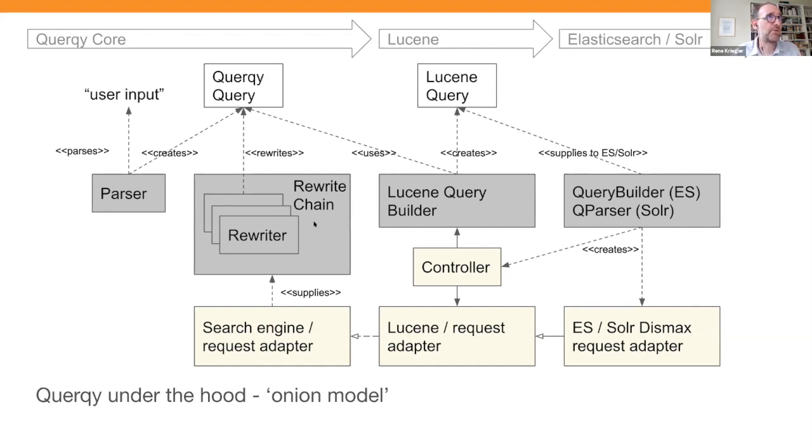So that's this component. Then the next skin of the onion is Lucene. At this level, we create a Lucene query using a Lucene query builder. And then the outer skin plugs it into the search engine. So there's a query builder for Elasticsearch and a QParser plugin for Solr. These components take the request and pass it on to a controller. The controller basically controls the request flow, and through this layer of abstraction, it gives the rewriters access to the request context.